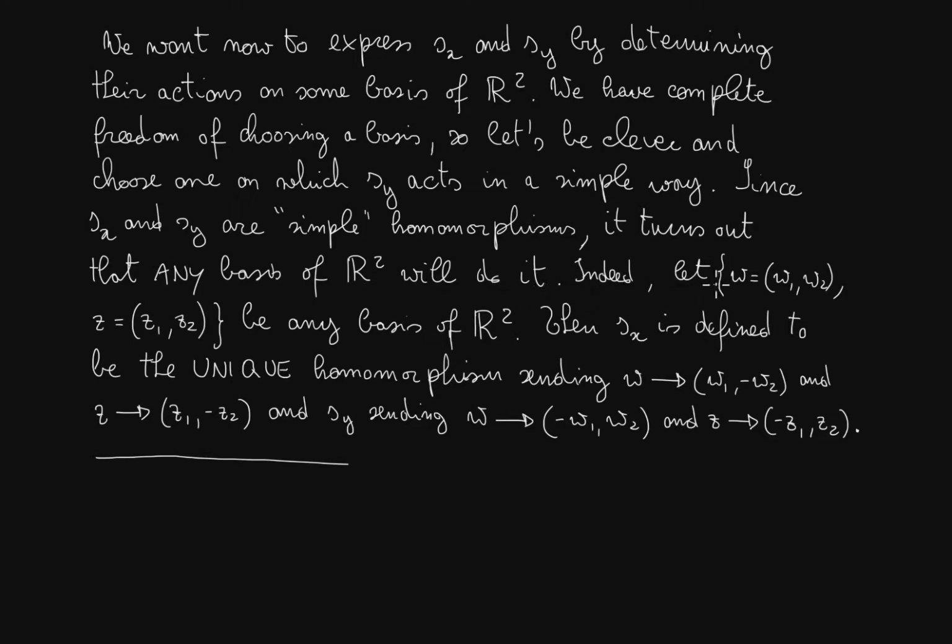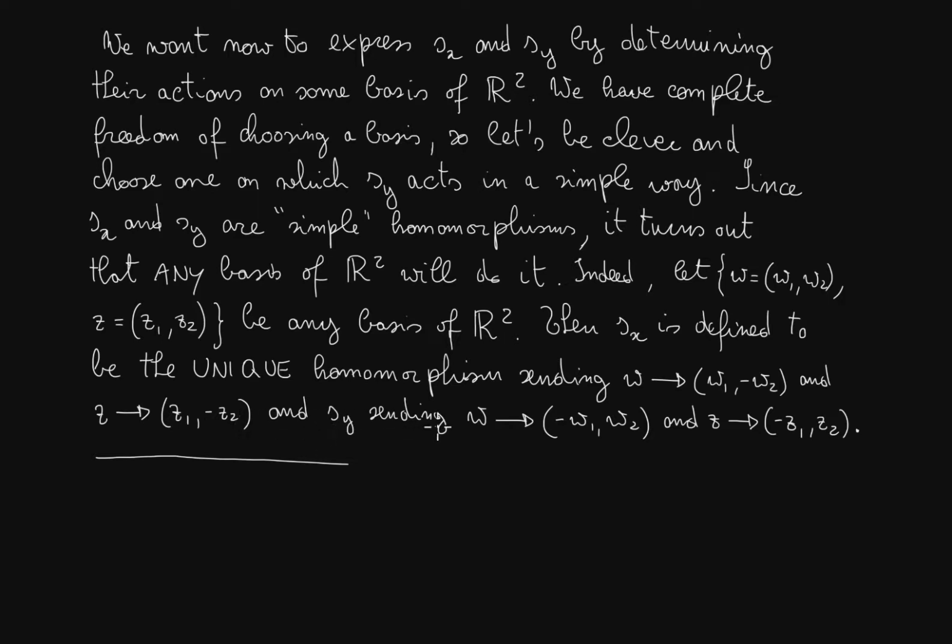Indeed, let W with coordinates W1, W2 and Z with coordinates Z1 and Z2 be any basis of R squared, seeing R squared as a domain in this case. Then Sx is defined to be the unique homomorphism sending W to the following vector W1, negative W2 and Z to Z1, negative Z2.